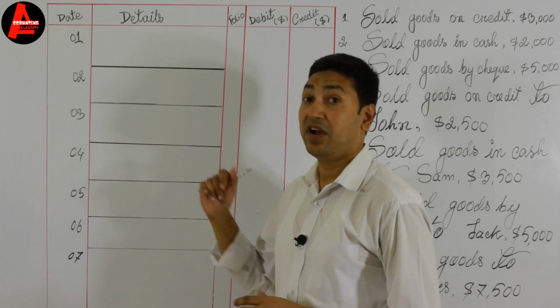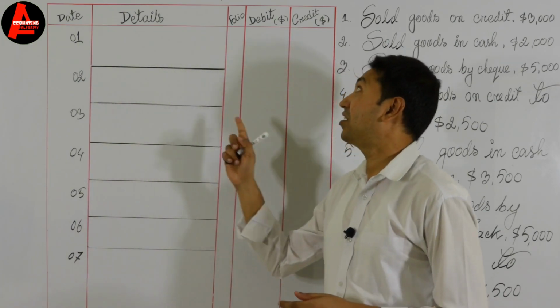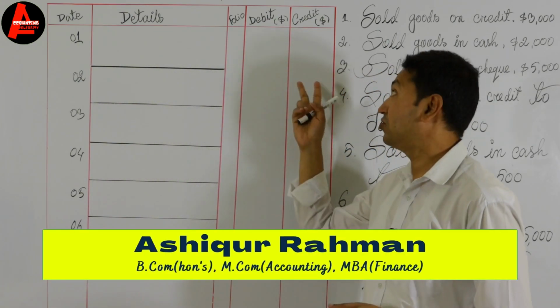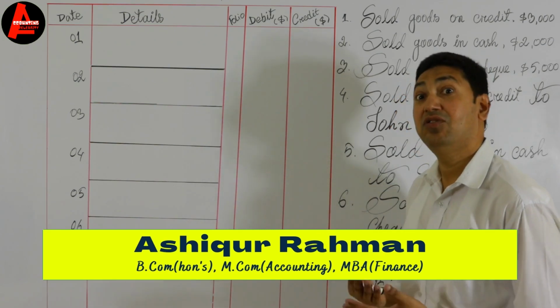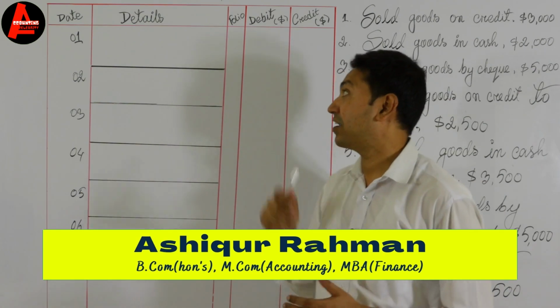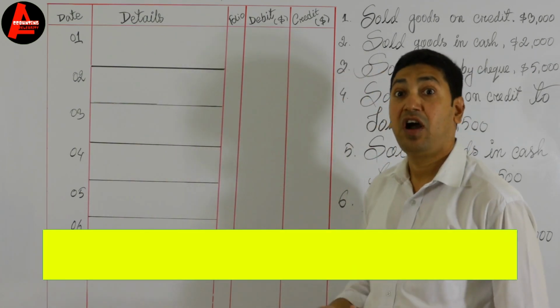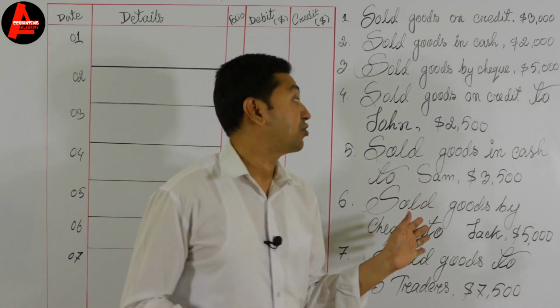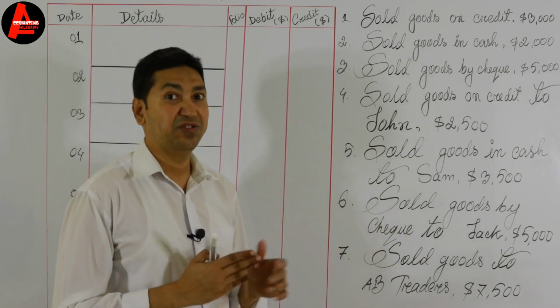You see, we have here 5 columns in this format: date, detail, folio, debit and credit. In these two debit and credit columns, you need to put the amount. Okay. So money is given with a transaction. You have to write it here. Then here I'll show you how to journalize these 7 transactions which are only related to sales.